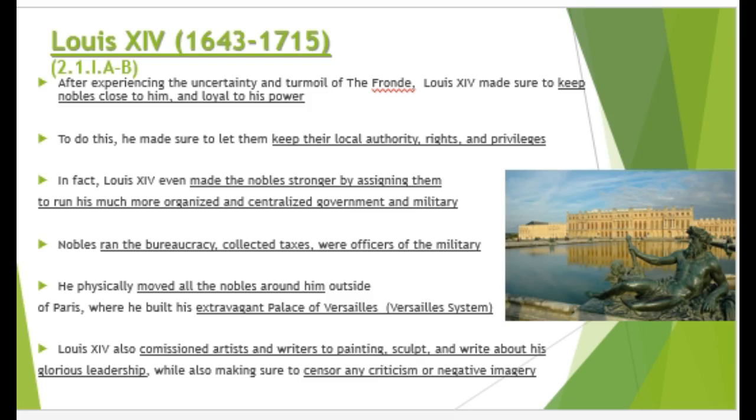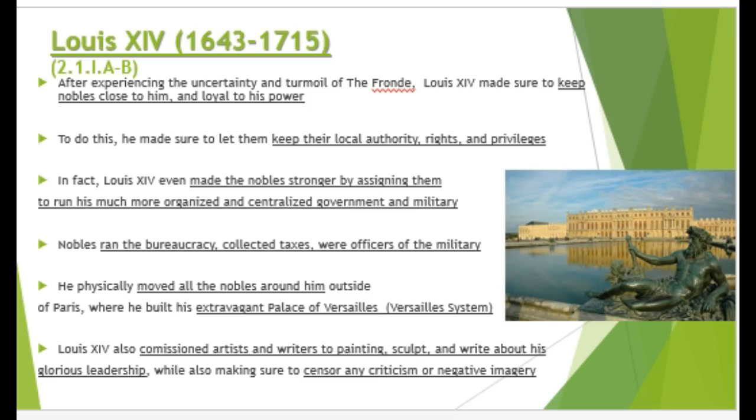In fact, in some cases, you could argue that Louis XIV made the nobles even stronger by assigning them to run his much more organized, centralized government and military. Now again, this is of course in the form of the intendant system that we've already discussed, and it's important to note that this is mainly the power and influence of the nobles of the robe. The nobility and the nobles of the robe ran the bureaucracy in the intendant system and therefore collected taxes, as we said.